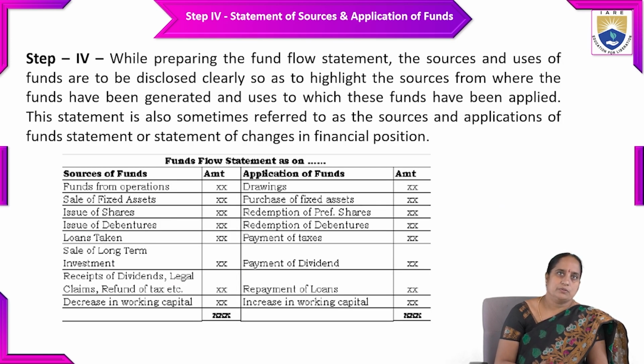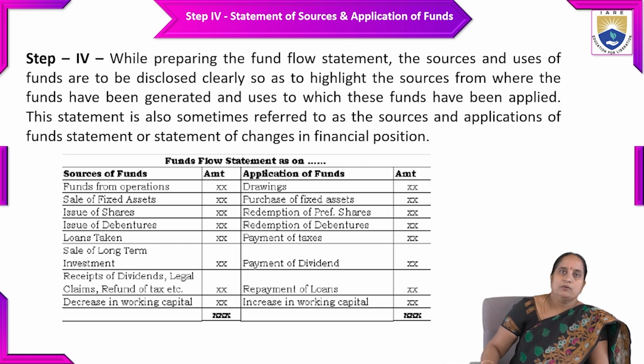Then coming to the fourth step, statement of sources and applications of fund. While preparing the funds flow statement, the sources and uses of fund are to be disclosed clearly so as to highlight the sources from where the funds have been generated and the uses to which these funds have been applied. This statement is also sometimes referred to as the sources and applications of fund statement or statement of changes in financial position. So the funds flow statement as on so and so date.